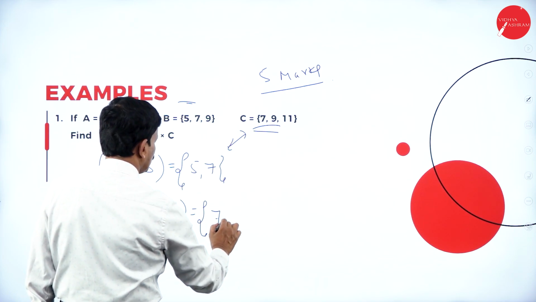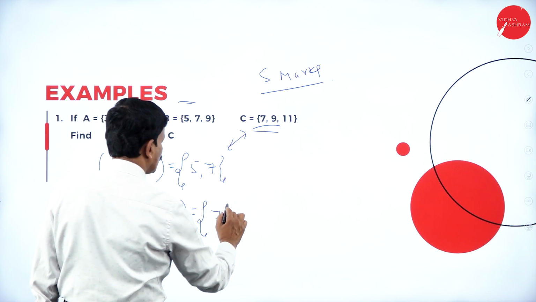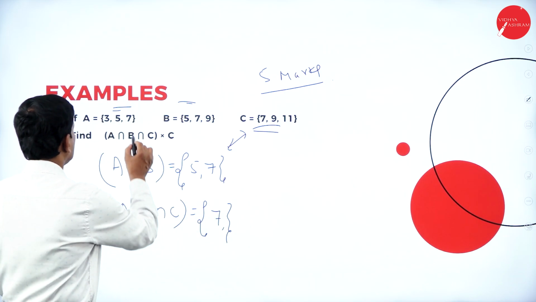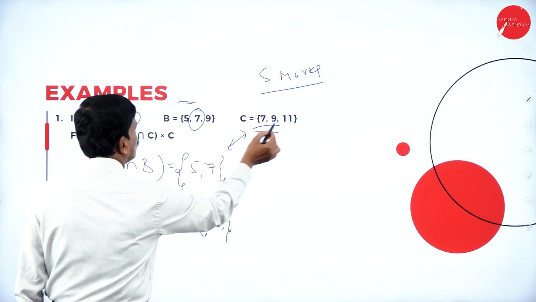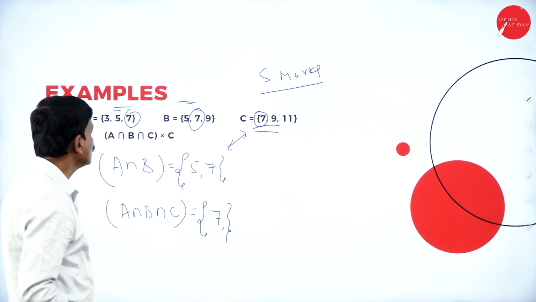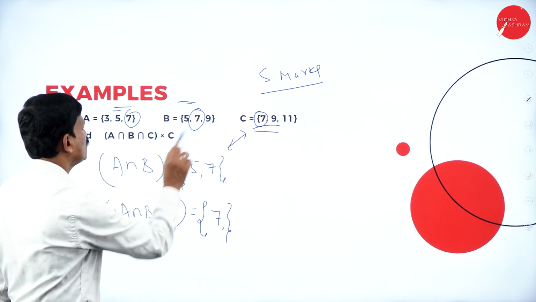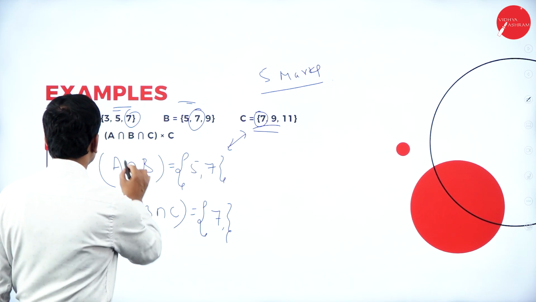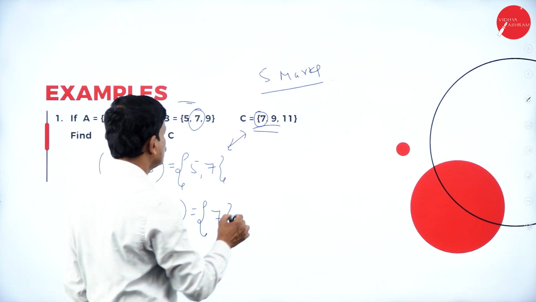We can take 7, and 5 is not there in C. 9 and 11 are also not there. So A intersection B intersection C is 7. So the common element is 7 in all these three sets. Right. 5 is here but 5 is not in C. We have 3, and 3 is not in all of A, B and C.